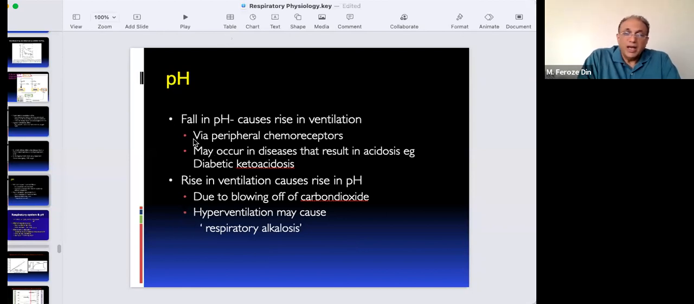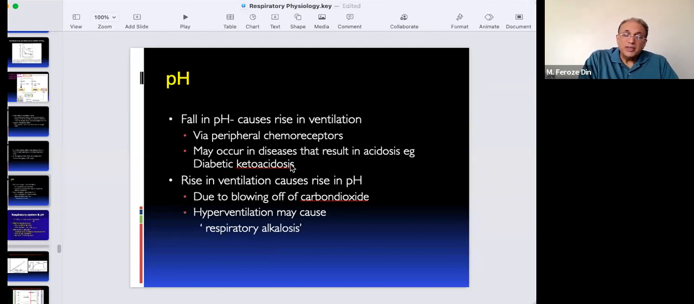Well, first, let's look at some of the facts: a fall in pH causes a rise in ventilation. I showed you a graph earlier that showed that. This is mainly via the peripheral chemoreceptors, but indirectly also via the central chemoreceptors by detecting carbon dioxide. And any disease that causes acidosis, we often quote diabetic ketoacidosis, but there are other disorders, of course, will result in a rise in ventilation.